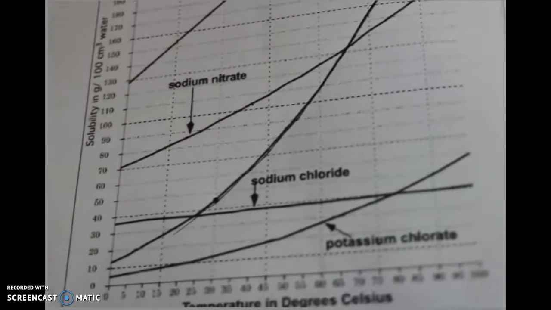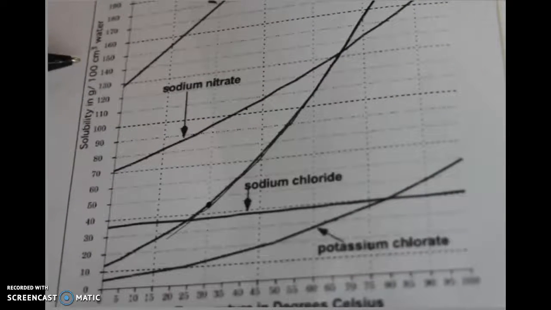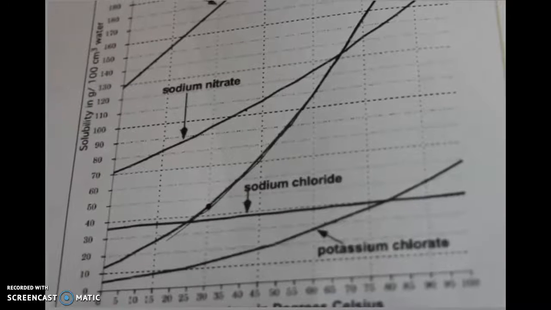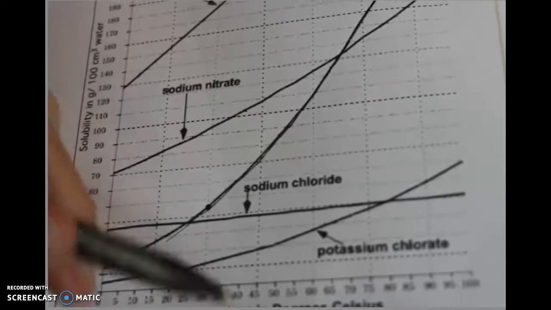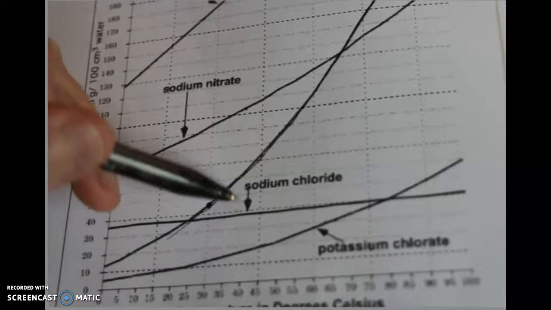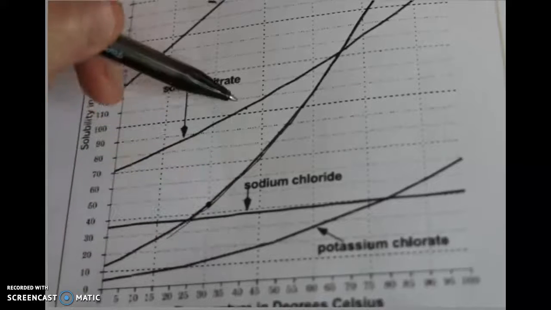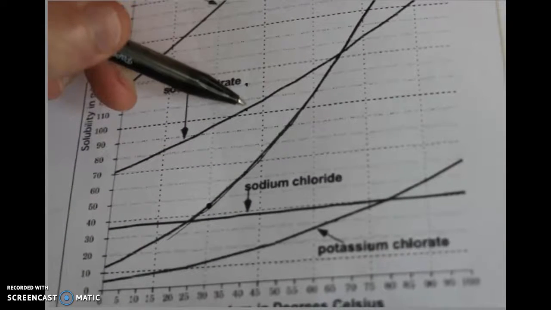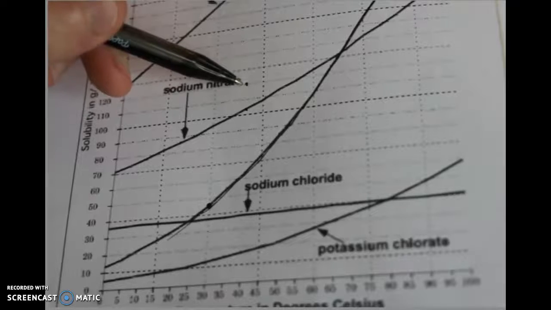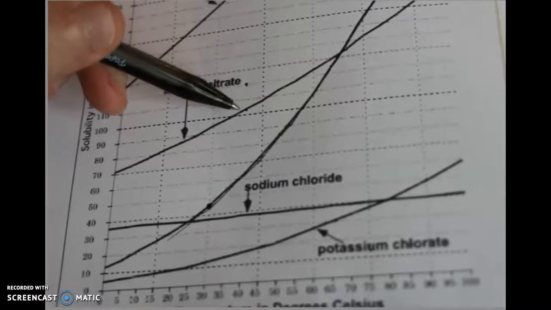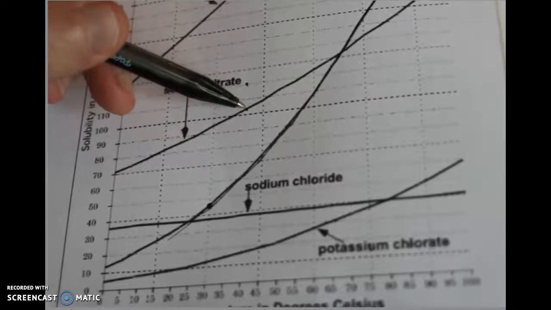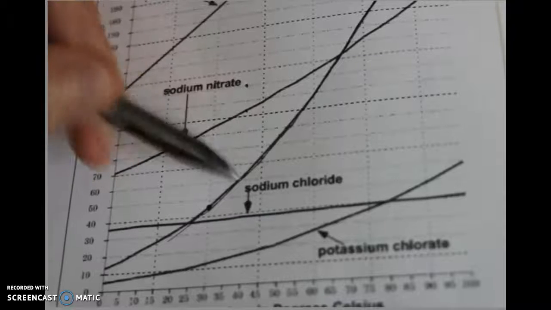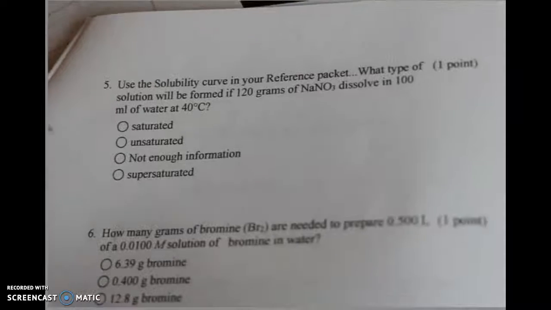Now this tells us, though, again, it's in 100 milliliters of water, so that's good. We don't have to worry about that. But it's saying 120 grams at 40 degrees Celsius. So we go up to 40, we'll go from 40 degrees Celsius up to 120, which looks to be right there. We're above the line. So if you're above the line, that is supersaturated. Right on the line is saturated, and anything below the line is unsaturated. So that would be a supersaturated solution with those criteria.